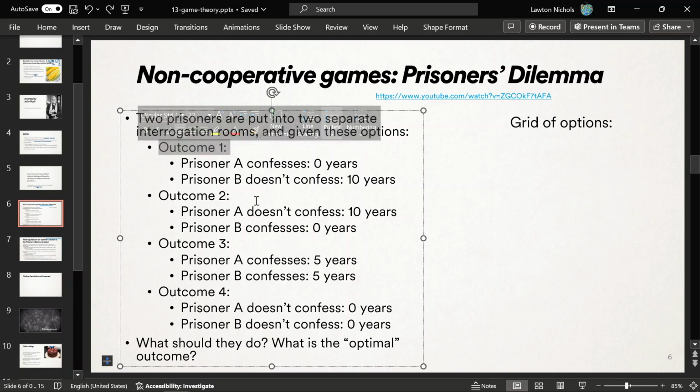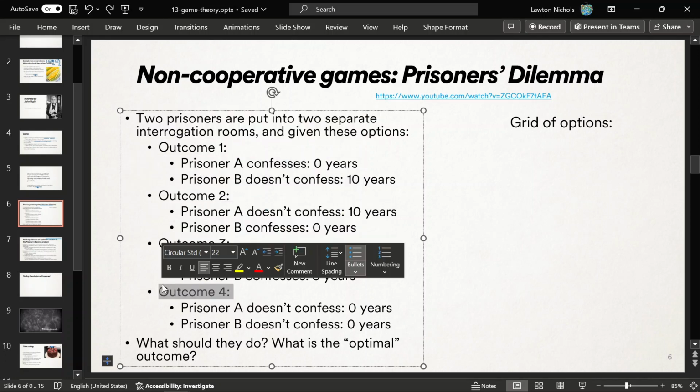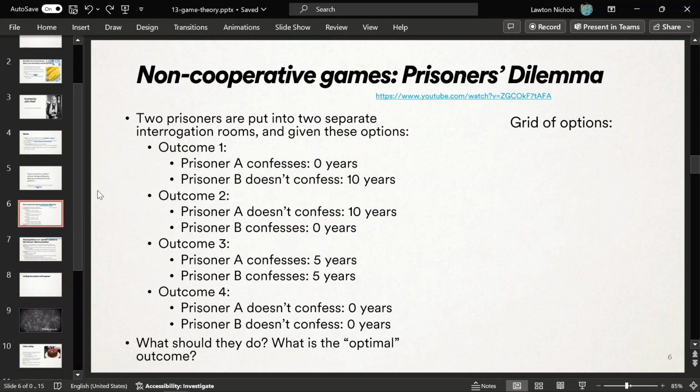So here are the four outcomes that are possible from either you confessing or you not confessing, because they're both being interrogated separately. The first outcome is if prisoner A confesses to the crime, saying that they did it, but prisoner B does not confess to the crime, they were caught together, right? If prisoner A confesses but prisoner B does not, then prisoner A gets to walk away free, but prisoner B is going to get 10 years in prison because they did not also confess. So they were lying, apparently.